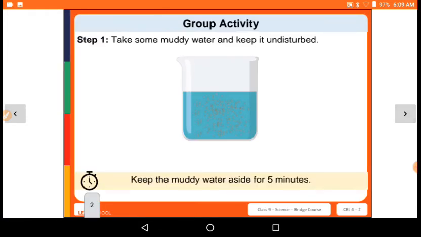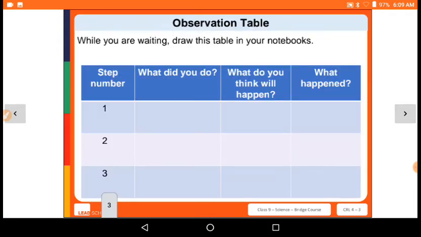Let's do. First, take some muddy water and keep it undisturbed. Now, while you are waiting, write this table in your notebook. Then, step number one, what will you do? Then, what do you expect the answer? What will happen when you do this step? And then, after experimenting that, what actually happened? So, these are the three parts in which this table is created.